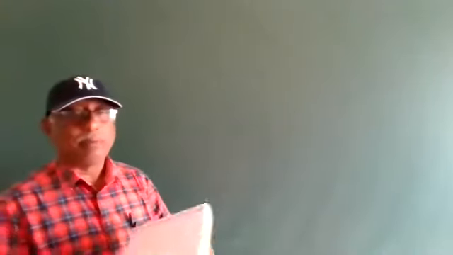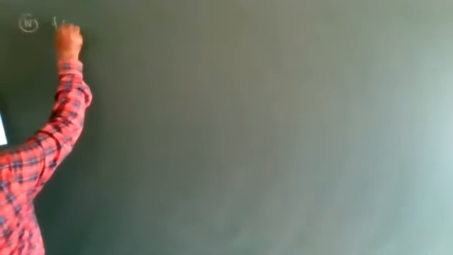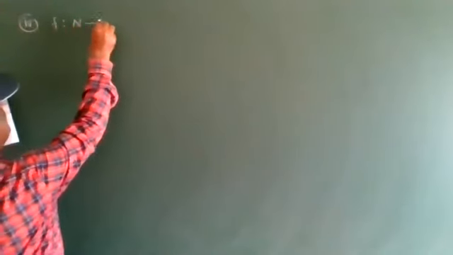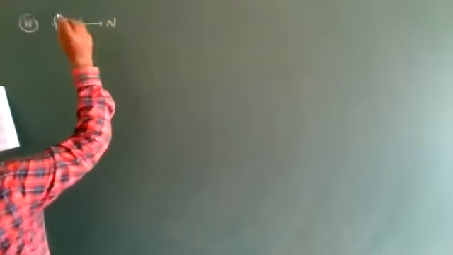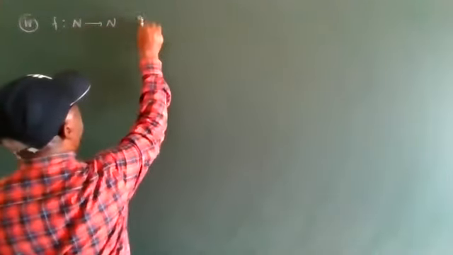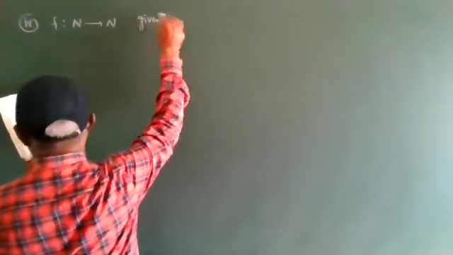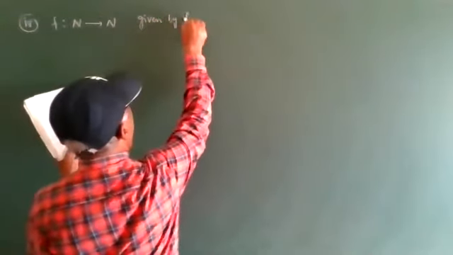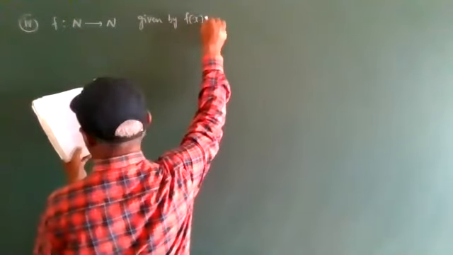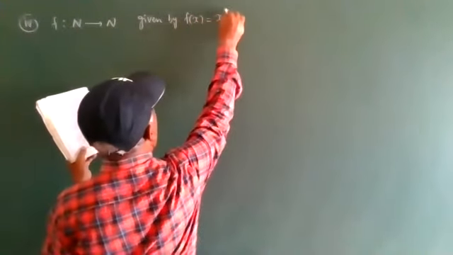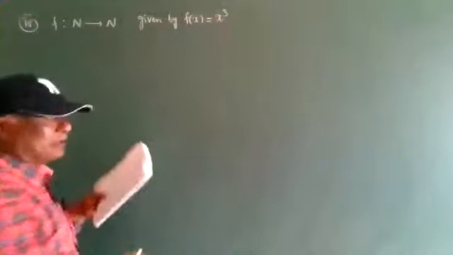Second problem, fourth bit. Check the injective and surjective. F is a mapping, domain is N, codomain is N, defined by f of x is equal to x cube.